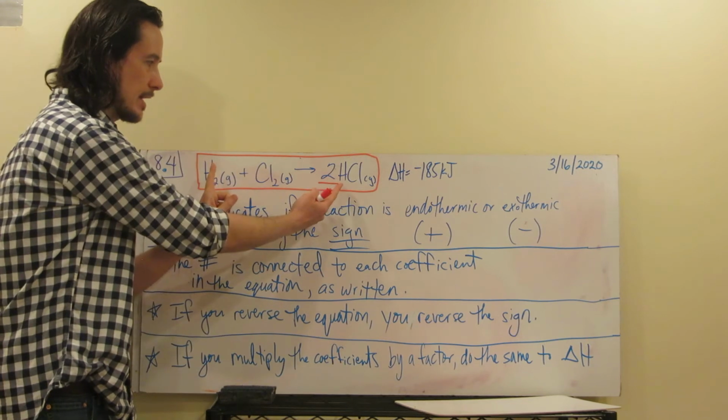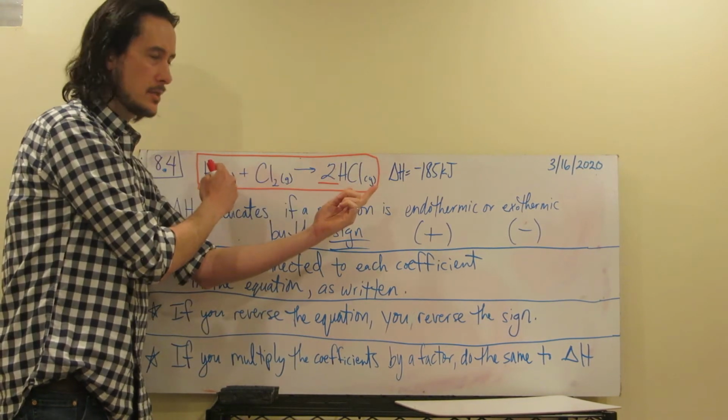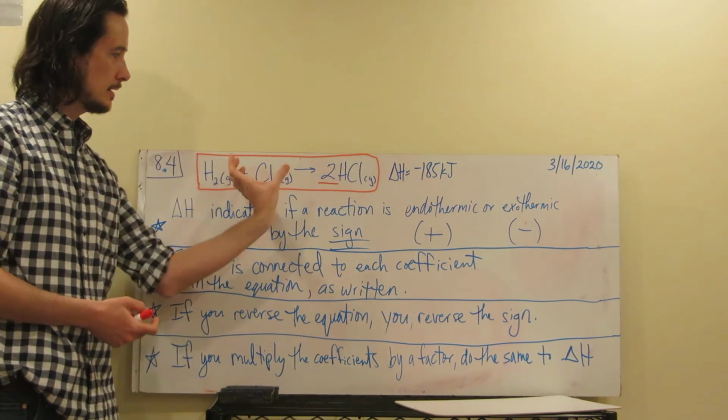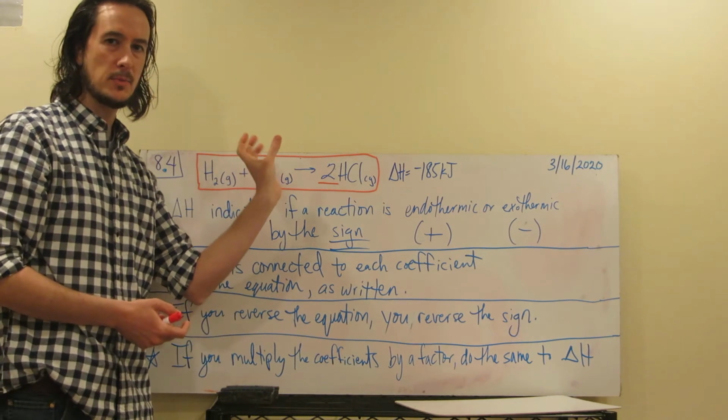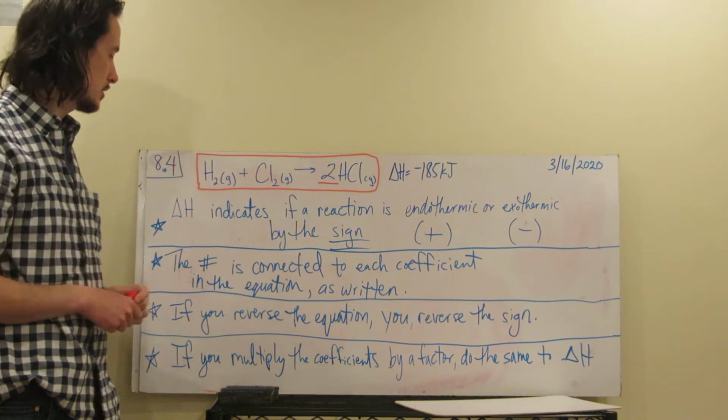The thing is, if we actually reverse this equation, I have that down here, but if we reverse this equation, we just reverse the sign. Instead of being negative, we would make that positive. So that's how you manipulate these delta H's when you do something different with an equation.